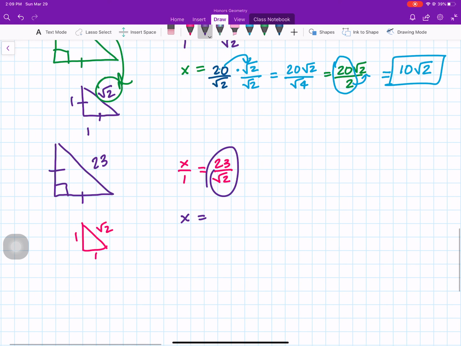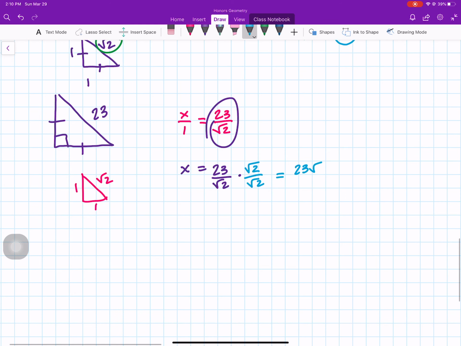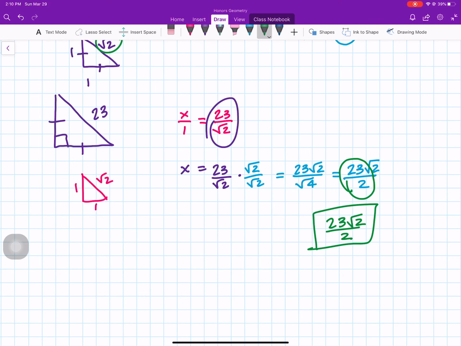So you have x equals 23 over root 2, because it's x divided by 1. So you have 23 root 2 over root 4, and then 23 root 2 over 2. Now, if you stop and notice for a minute, here, the 23 over 2, that does not reduce. And you do not want to say a decimal, so you would just say your answer is this, 23 root 2 over 2.